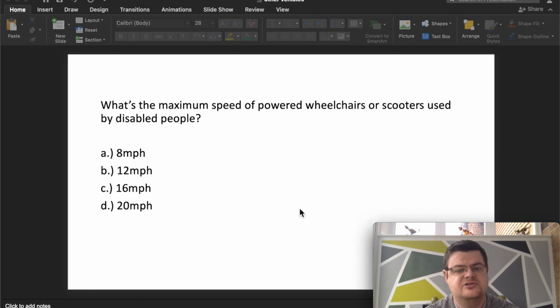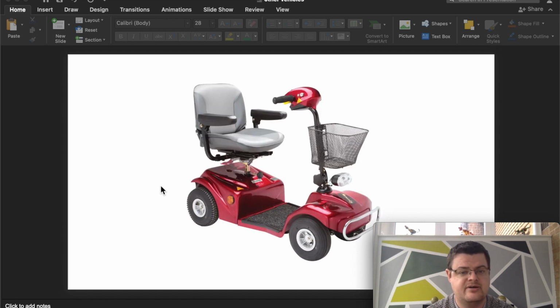What's the maximum speed of powered wheelchairs or scooters used by disabled people? Now, this is an interesting one, because it could almost be any of them. You kind of need to know the figure, really, of what the maximum speed is for powered wheelchairs and scooters. So we're talking about things like this.